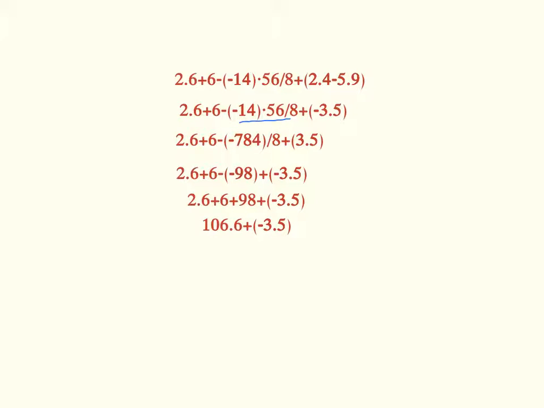And now I'm ready to add the last two numbers, which have different signs, which means I'm really going to subtract them. 106.6 minus 3.5 will be 103.1. The largest absolute value here is positive, so my answer will be a positive 103.1.